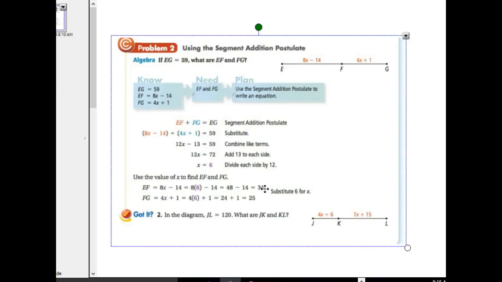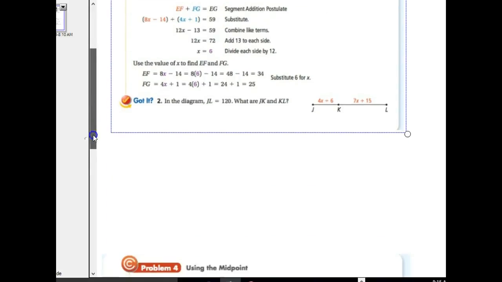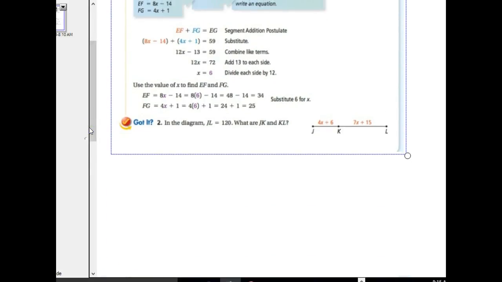Now, same way, FG was 4x plus 1. If I substitute the 6 in for the x, that's 4 times 6 plus 1, which is really 24 plus 1, or a total of 25. And that's how we find the 2. Now, let's look at problem 2 together and kind of work it out together.